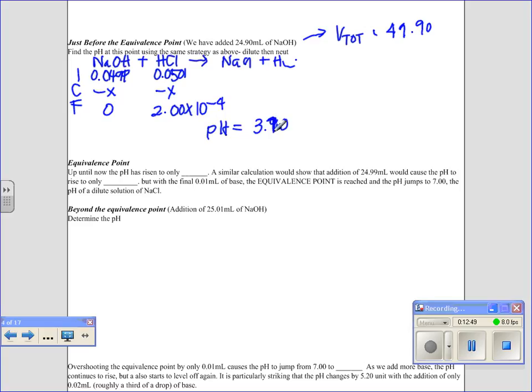Okay, so it's 3.7. Now, if we looked at the point 24.99, we would see that the pH would rise to 4.70. Okay. At the equivalence point, with the addition of only 0.01 milliliters of base, the pH jumps to 7. And we've got a solution of just NaCl.